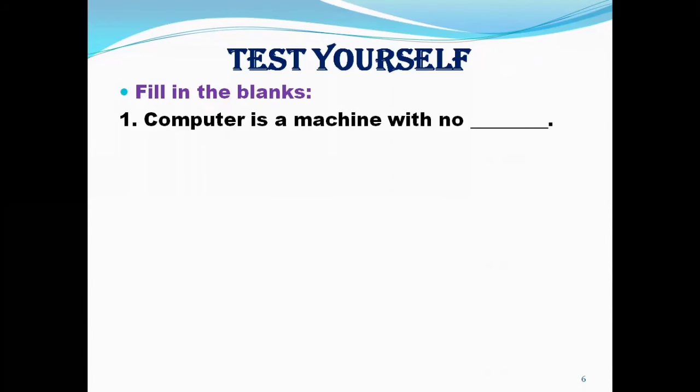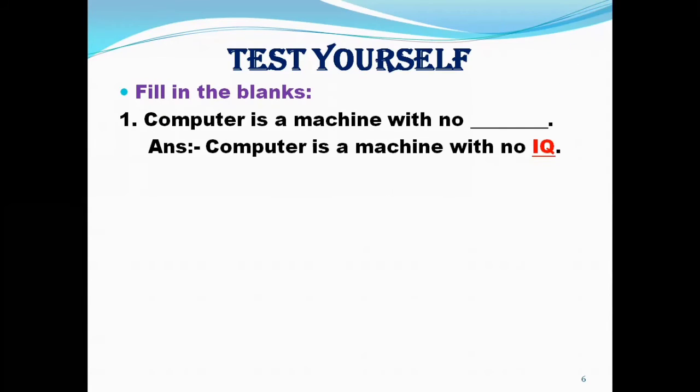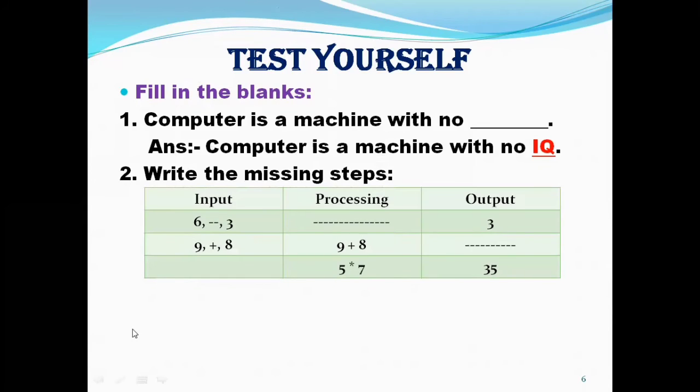Now you can check your answer. If your answer is correct, you tick and give yourself 1 mark. Now question number 2, write the missing steps. Some missing steps are there. Here and here and here, 3 places are missing steps. What will be in these steps, and here, and here? You write yourself. I give you 1 minute for writing.